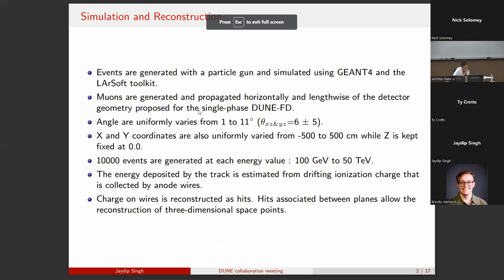So for simulation and reconstruction, this is the setup. This is the event generation setup. For the event generation, we are using the particle gun event generator that is available in Geant4, and muons are generated and propagated horizontally along the lengthwise direction of the detector. While generating the muons, the angle is also varied, and coordinates are also varied in the X and Y planes. This work is limited to monoenergetic muons. We are generating 10,000 events for the energy range of 100 GeV to 50 TeV. Then there will be the hits and space point reconstruction.